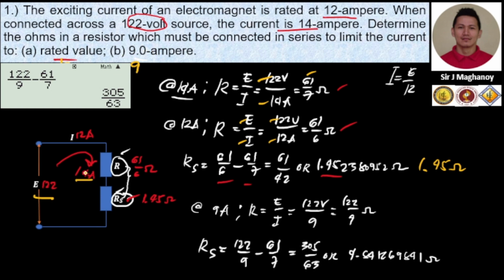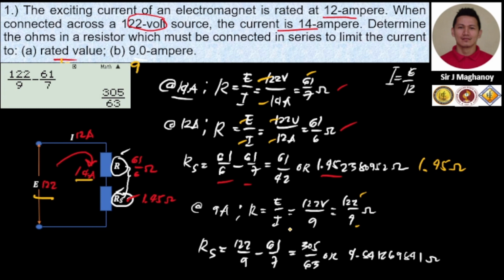Same process with our letter B. The rated current changes to 9 ampere, but the actual current is still 14 ampere. So we need to determine the value of our rated resistance first. That is the rated voltage, 122 volts, over the rated current, 9. The result is 122 over 9 ohms, which is our rated resistance.